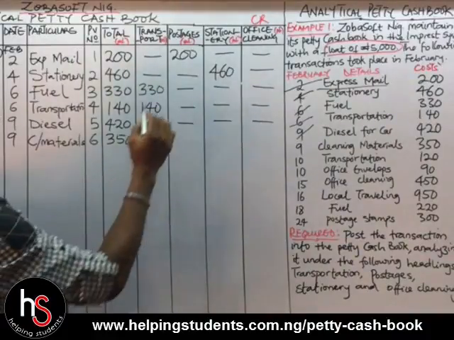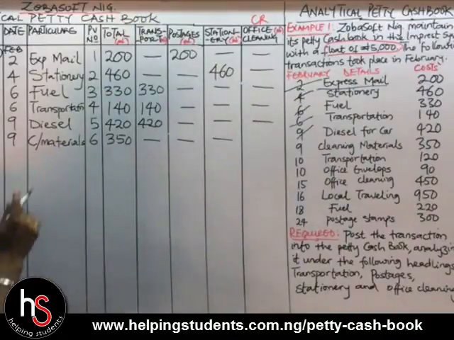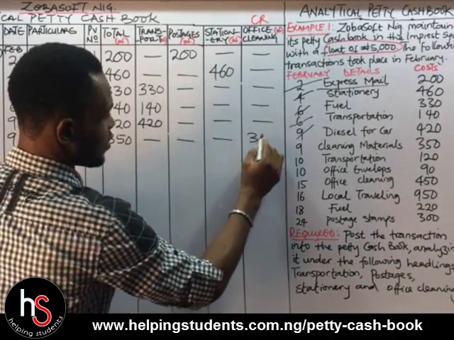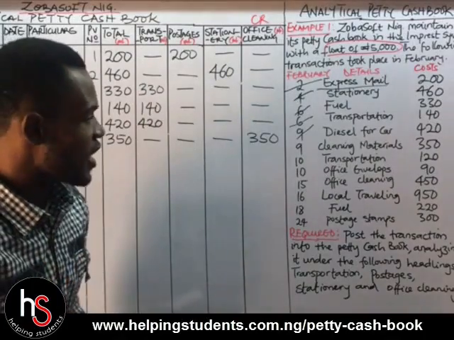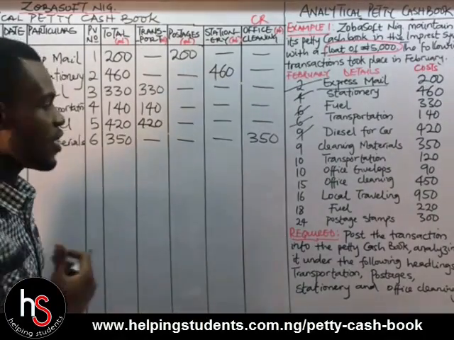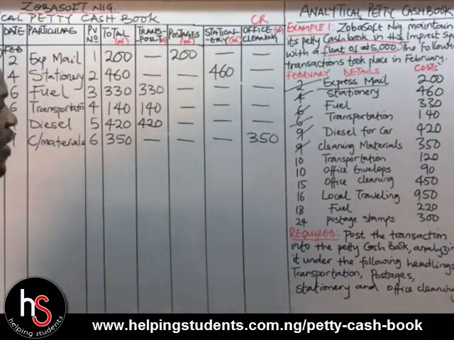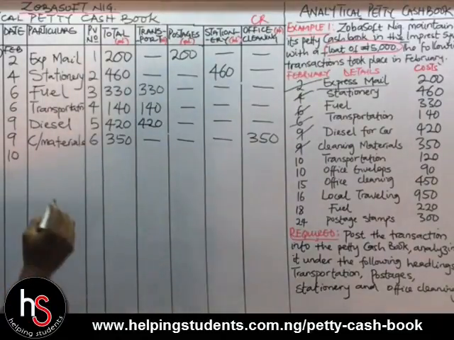Transportation, no. Postages, no. Stationery, no. Office cleaning, yes. Remember, cleaning materials. So it has a relationship with office cleaning. We'll record 350 naira. I hope you understand the step. It is just a gradual step. You take it one after the other. So we are done with 9th. The next one on the 10th. On the 10th, we'll have what?